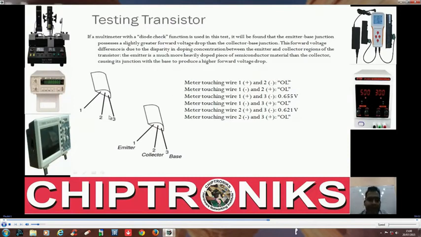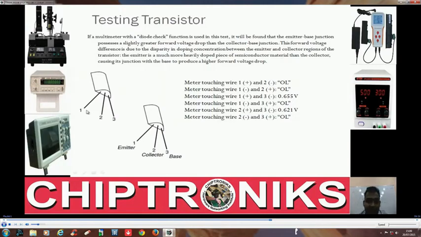Alright, let's do the second step. Let us connect the negative side of the multimeter and the positive side to 2, and again it's giving you 0L. Let us connect to the positive 1 and 3, and 0.65 volts is displayed on the LCD screen of the DMM. Let us connect 2 and 3, then it is giving 0.621.